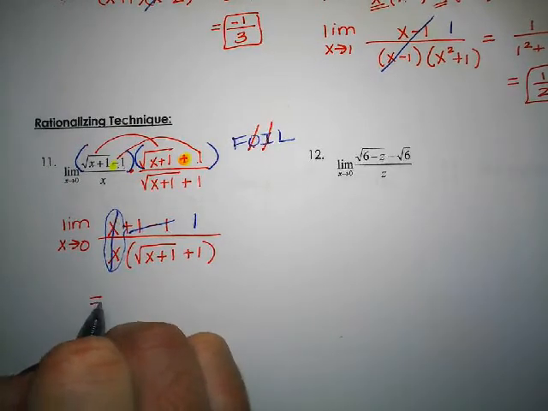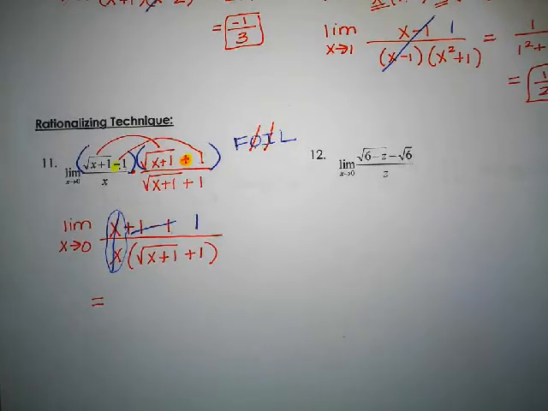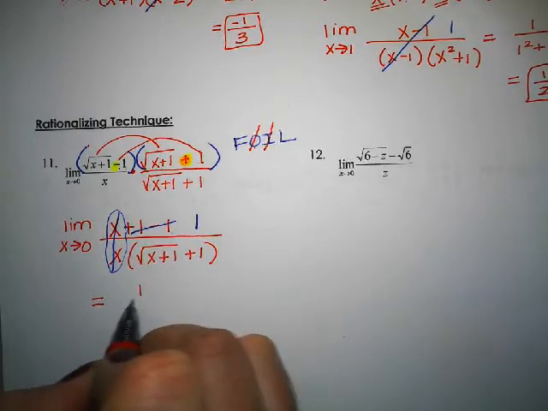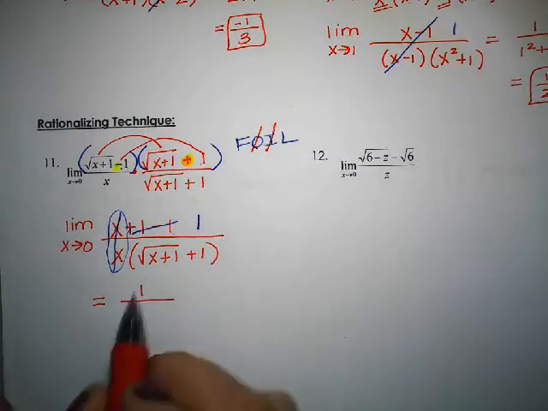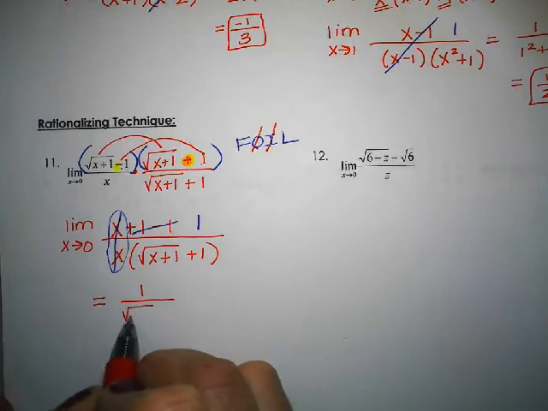So now I'm going to write the equal sign. I do not need to write the word limit because I'm substituting in. 1 over. I'm going to put 0 in for x.